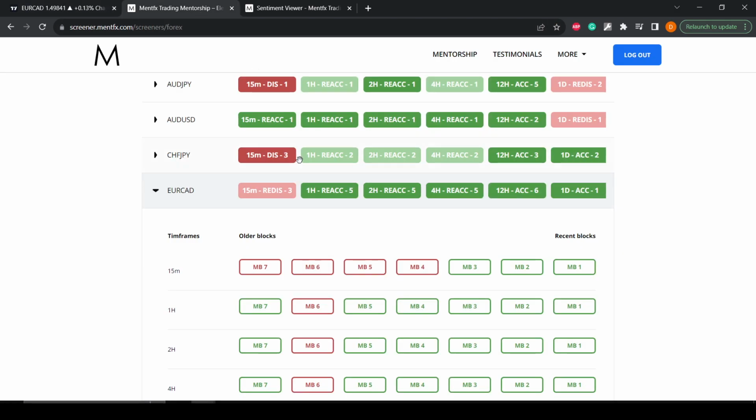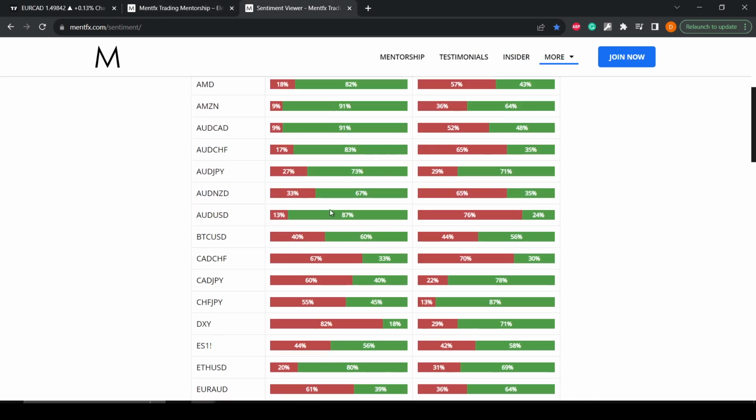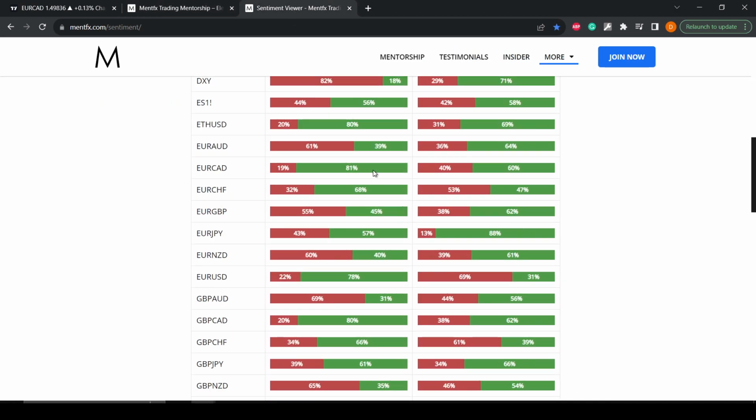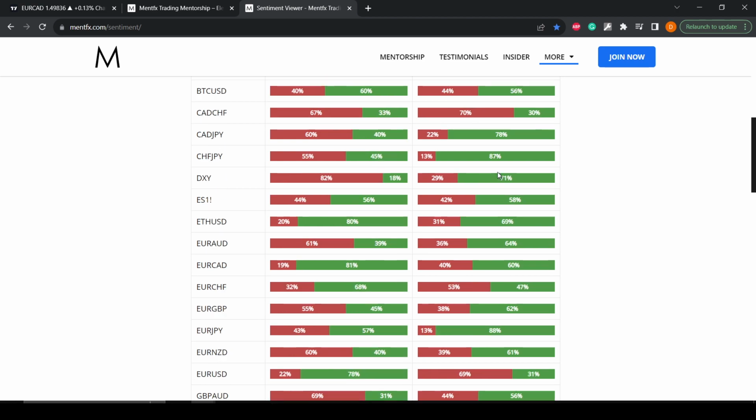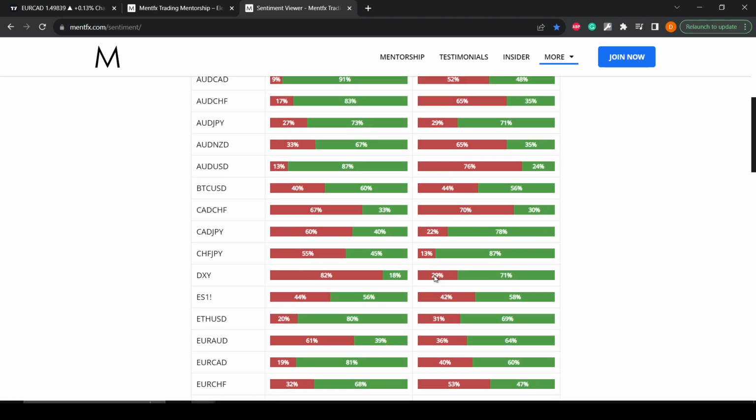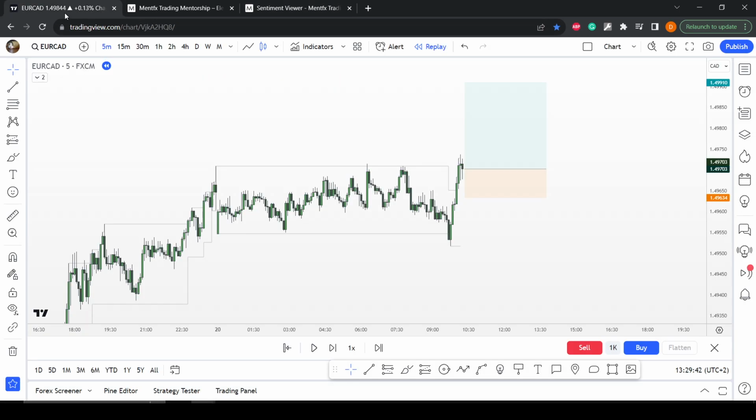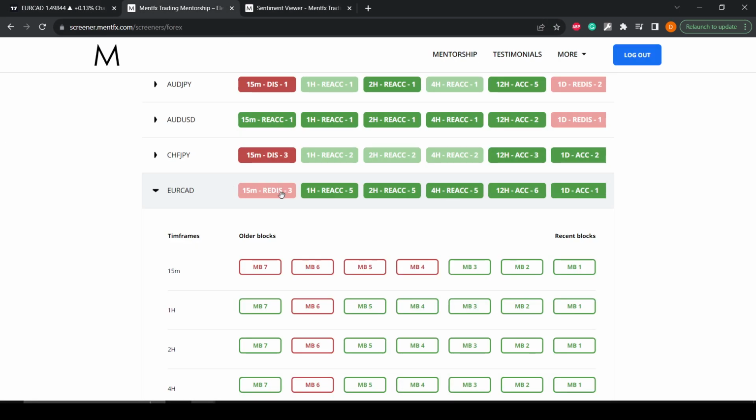I was looking at overall market sentiment and I had EuroCAD that is really bullish intraday and bullish daily, as you can see, 60 to 80%. So I checked the charts and the more advanced screener shows everything green, so reaccumulation on 1 hour confirmed, as you can see, 2 hours, 4 hours, 12 hours, and 1 day all is green.